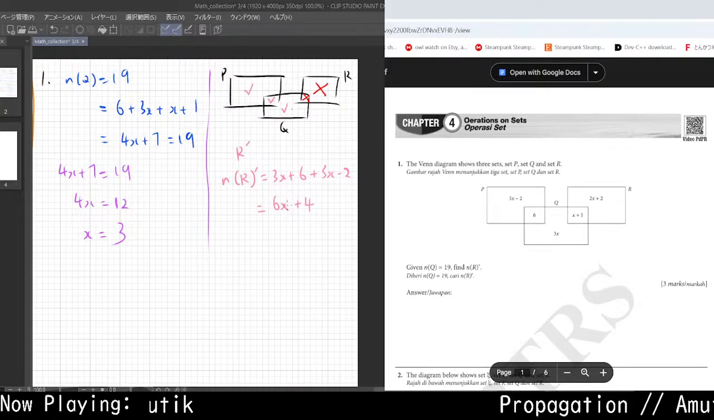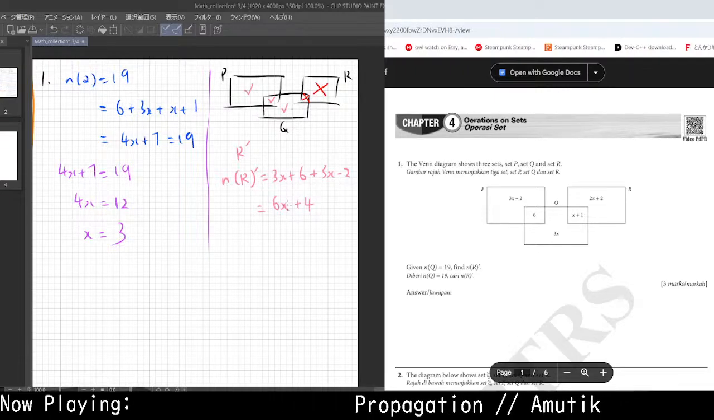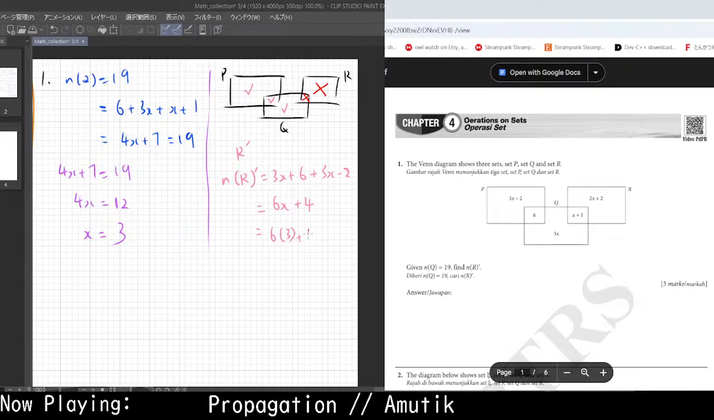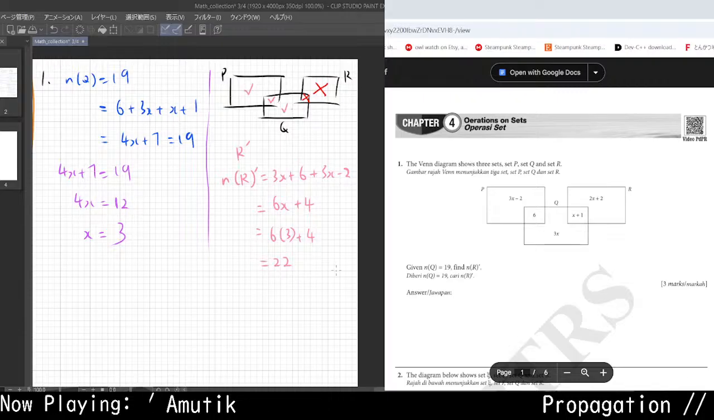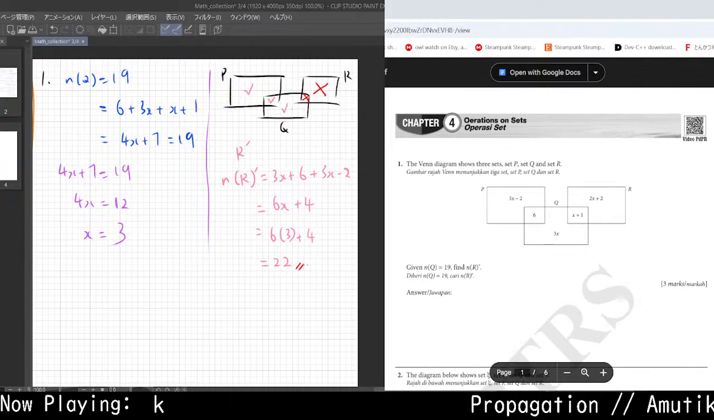But since you already have the value for x, just substitute it into the expression. Therefore, you will get 6 bracket 3 plus 4. Then you can get the number of things inside the set R prime is 18 plus 4, 22. Nothing else you need to do here. This is the answer.